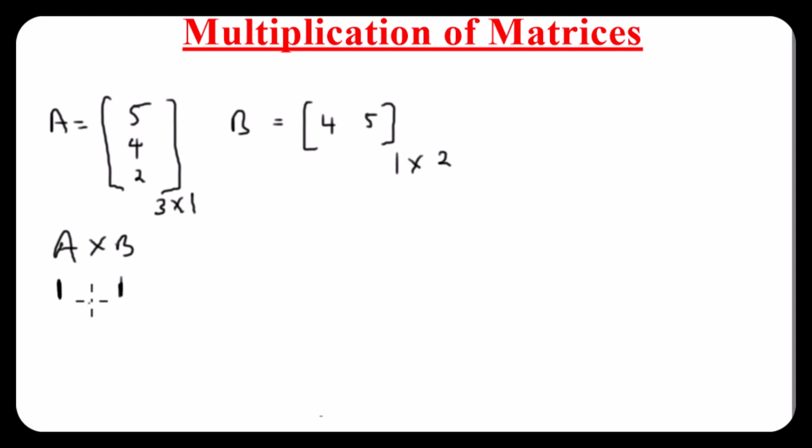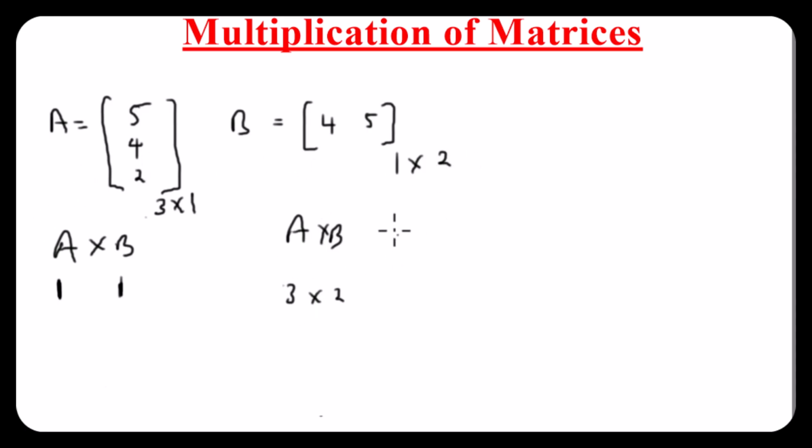And what type of matrix are we going to be forming? We pick the rows of the first one, so for the resulting matrix A cross B we have the order 3 by 2, so 3 rows and then 2 columns. So these two matrices result in a 3 by 2 matrix.